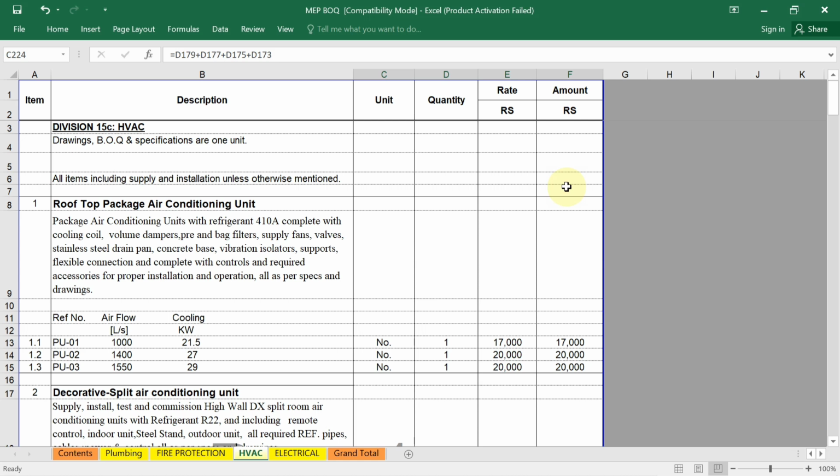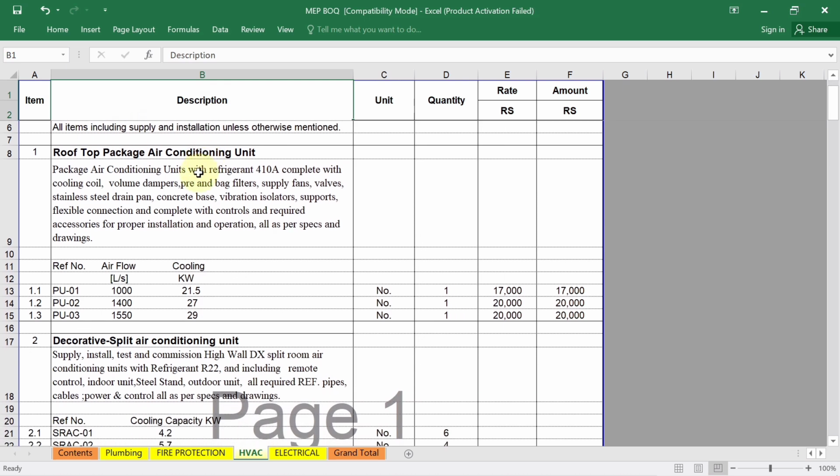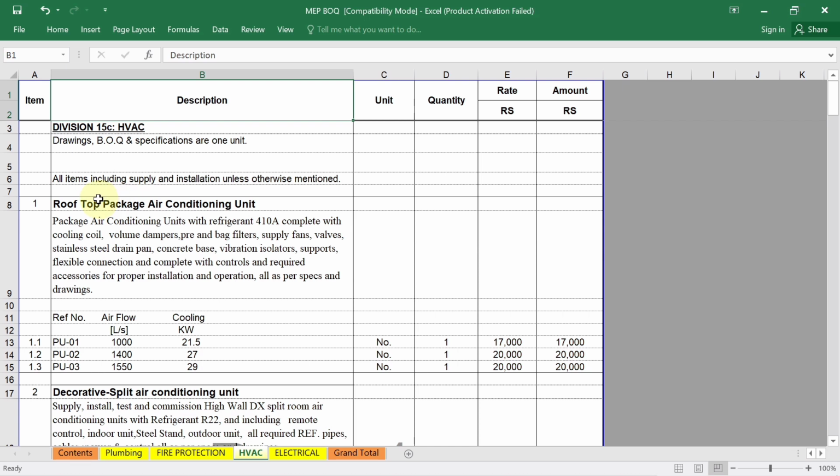You can see here in this BOQ document, I have shown you the Excel sheet. First you will get the item description, which you can see in the first column. Here you have to provide a clear and detailed description of each item. For example, in my case, this is the HVAC drawing BOQ and specification. See what I have done here: I have provided a clear and detailed description of my rooftop package air conditioning unit.